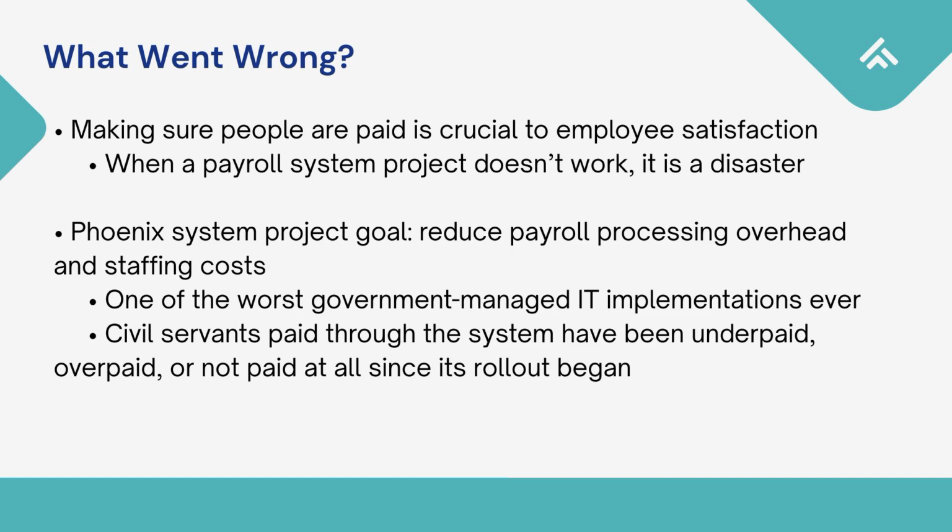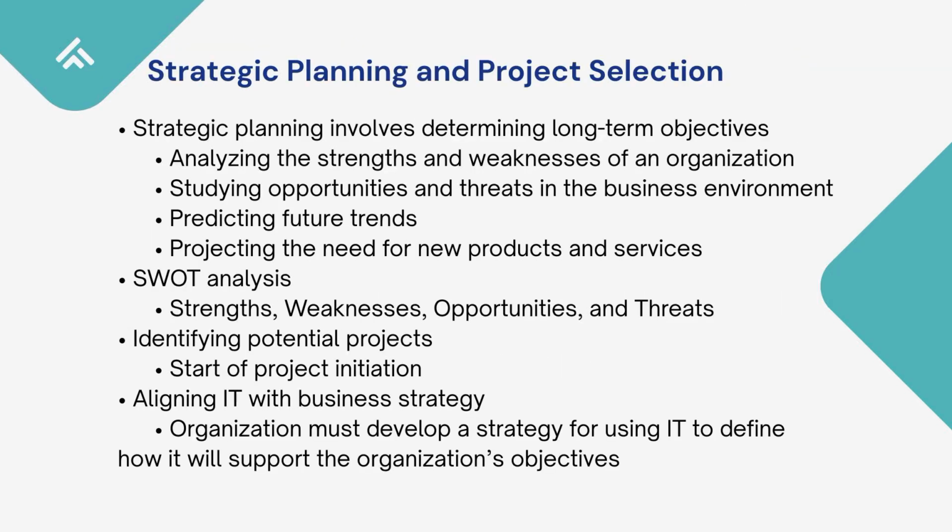Phoenix System Project Goal: reduce payroll, process overhead, and staffing cost. USAP Unix System Project Goal is to build a reliable, efficient, and modern system that replaces old methods, reduces problems, and helps the organization work better. One of the most troubled government-managed IT implementations ever. Civil servants paid through the system have been underpaid, overpaid, or not paid at all since its rollout began.